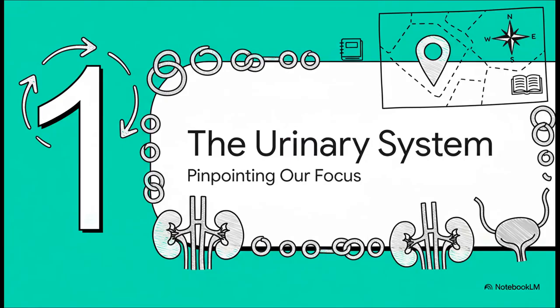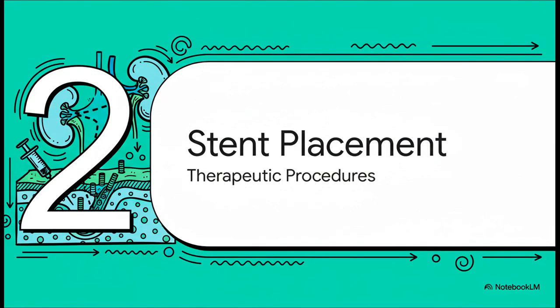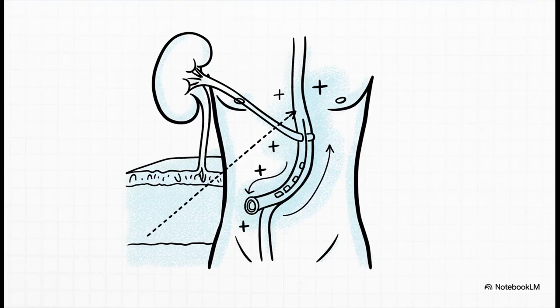Okay, first things first, let's get our bearings in the CPT manual. We're heading straight for the urinary system section. Think of this as the neighborhood we're going to be exploring for the next few minutes. And now that we're in the right neighborhood, we're going to zoom in even more. We're not looking at everything. We're zeroing in on a specific category: therapeutic percutaneous procedures. And all that means is procedures that are done through the skin to treat a problem. This is it. This is our target for today.